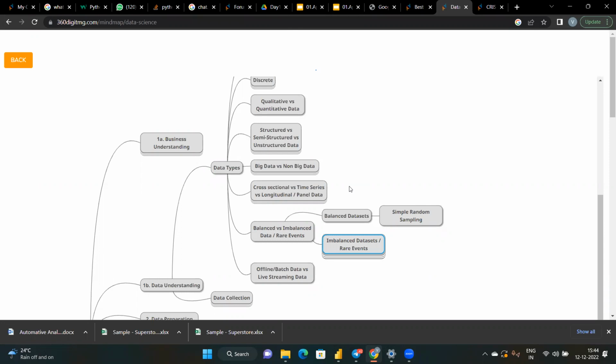Okay, balancing can be performed by one of the following techniques, like oversampling, as I said, simple random sampling. So what is meant by simple random sampling? This simple random sampling, guys, is a type of probability sampling in which the researcher randomly selects a subset of participants from the population.